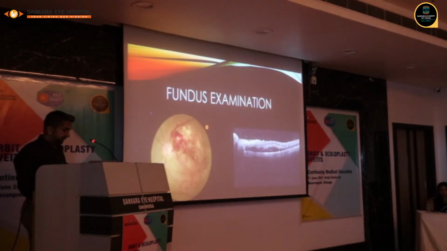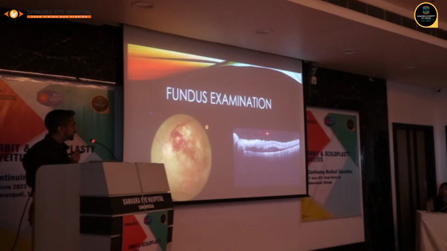So if you see the picture here, the fundus picture, typically you can see these yellowish white spots, patches here. You can see a lot of retinal hemorrhages here, and you can see these macular star hard exudates here. If you do the OCT, you can find a disorganization of the inner retinal layers here.